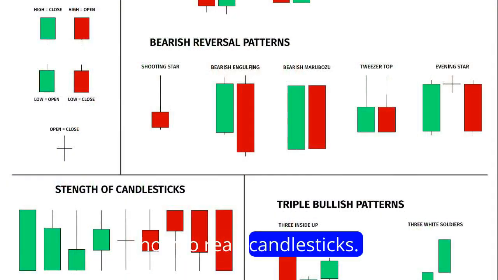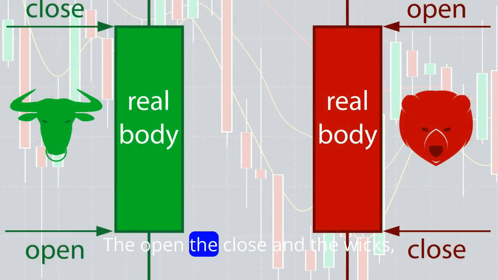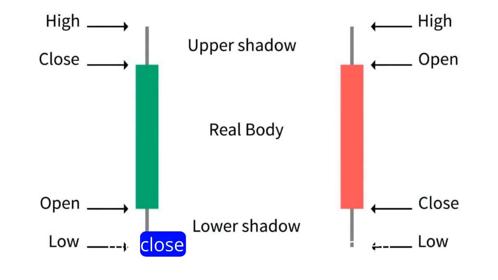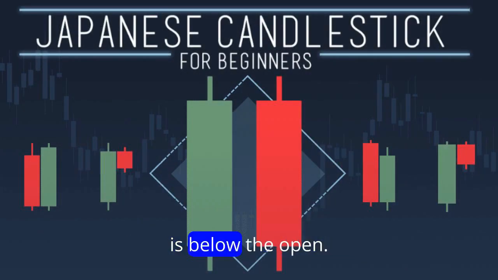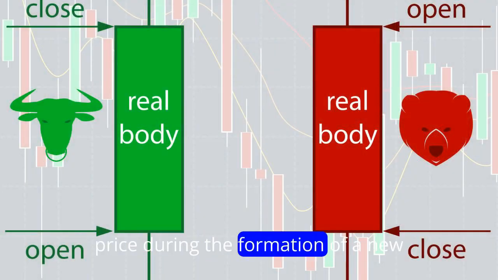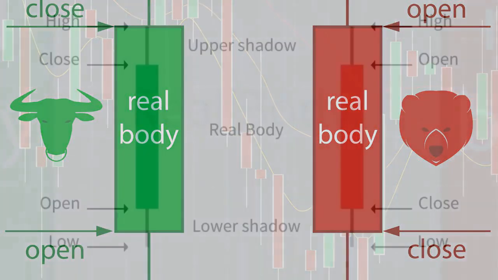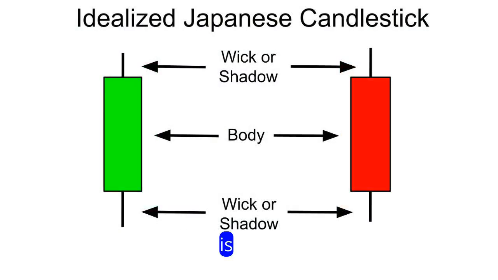How to read candlesticks. Candlesticks are made up of 3 specific points: the open, the close, and the wicks. The candle will turn green-blue if the close price is above the open, and it will turn red if the close price is below the open. The open price depicts the first traded price during the formation of a new candle. The high price is the top of the upper wick, and the low price is the bottom of the lower wick. The close price is the last price traded during the formation of the candle.